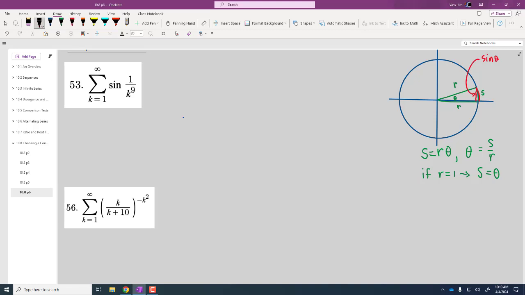So this leads us to the comparison test, and we would choose for our b sub k to be that small angle, and that small angle in this case is 1 over k to the 9th. So that's going to be our strategy. What kind of series is that? P series. So p is equal to 9, which is greater than 1. So therefore we have convergence. That's a convergent p series. Those summand values go to 0 really fast. 1 over k to the 9 goes to 0 really fast. So it's going to converge.